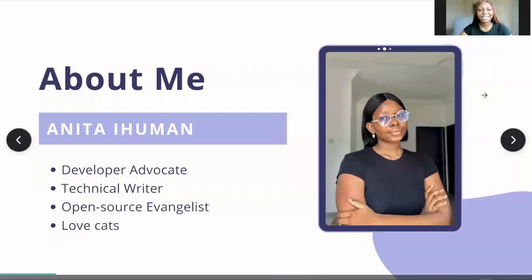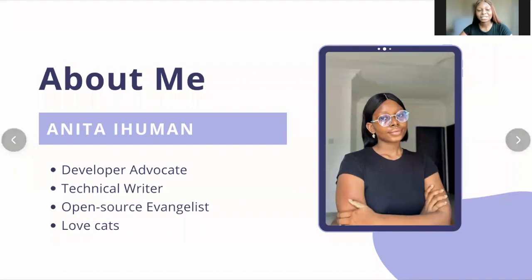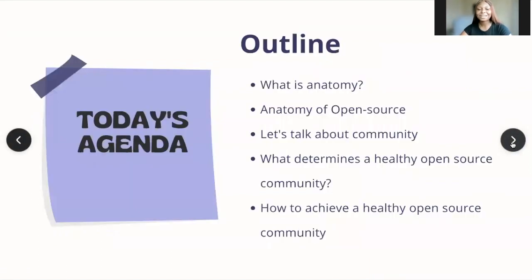And a little bit about me. I am Anita Ihuman. I'm a developer advocate and a technical writer. And I'm an open source evangelist. I'm contributing to communities like the Chaos, where I am currently leading a DEI research to help us understand the impact of the metrics we've developed. I am also contributing to Layer 5 community as a community manager and other exciting open source communities like the Good Dogs Project, the Drupal community, and so much more. And I love cats.